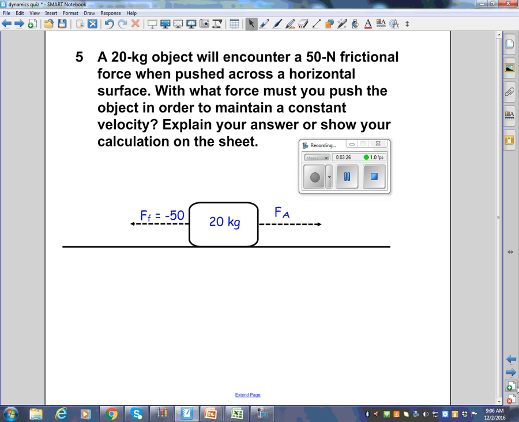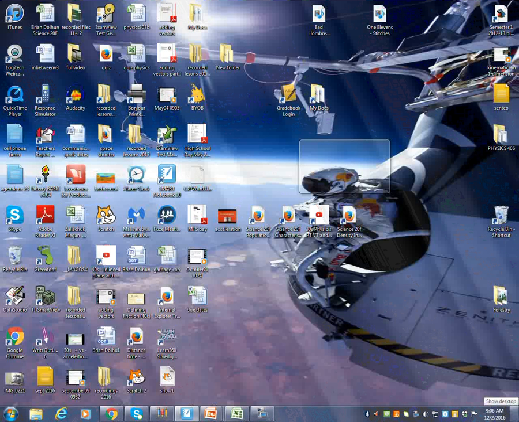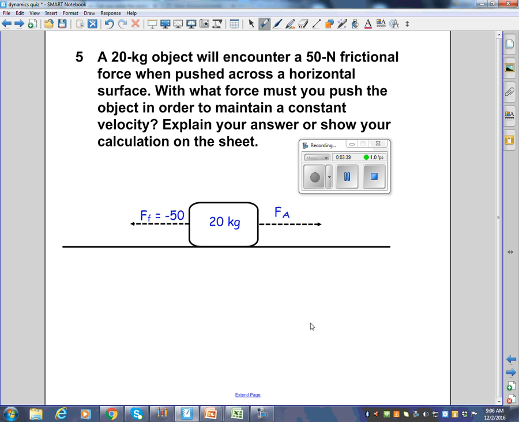I know one group had a lot of questions. A 20 kilogram object will encounter a 50 newton frictional force when pushed across a horizontal surface. With what force must you push the object in order to maintain constant velocity? I agree, Riley. It is easy. What's the answer? 50. Why is it 50? Because you have to balance friction. And is the word constant velocity important? Yeah. Oh, yeah.